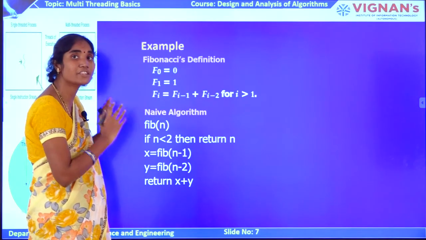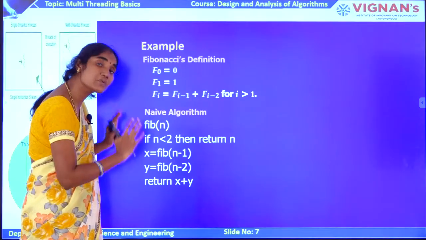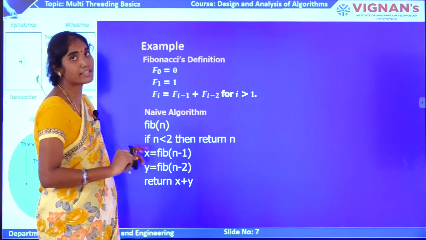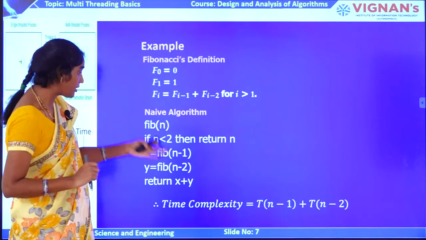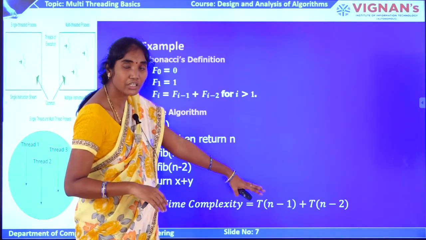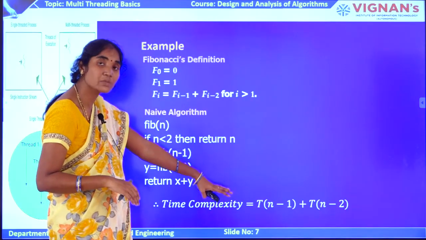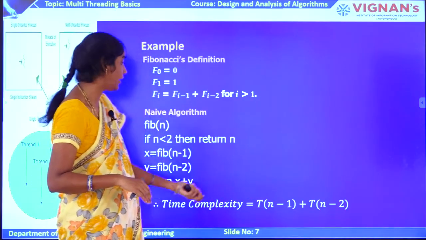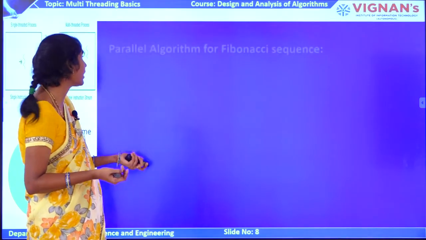Till now we have learned this Fibonacci sequence algorithm, and this is working only on a single processor system, right? Now coming to the time complexity, it is the time required for finding fib of n minus 1 plus fib of n minus 2, and together it is big O of n, right? We have seen already.